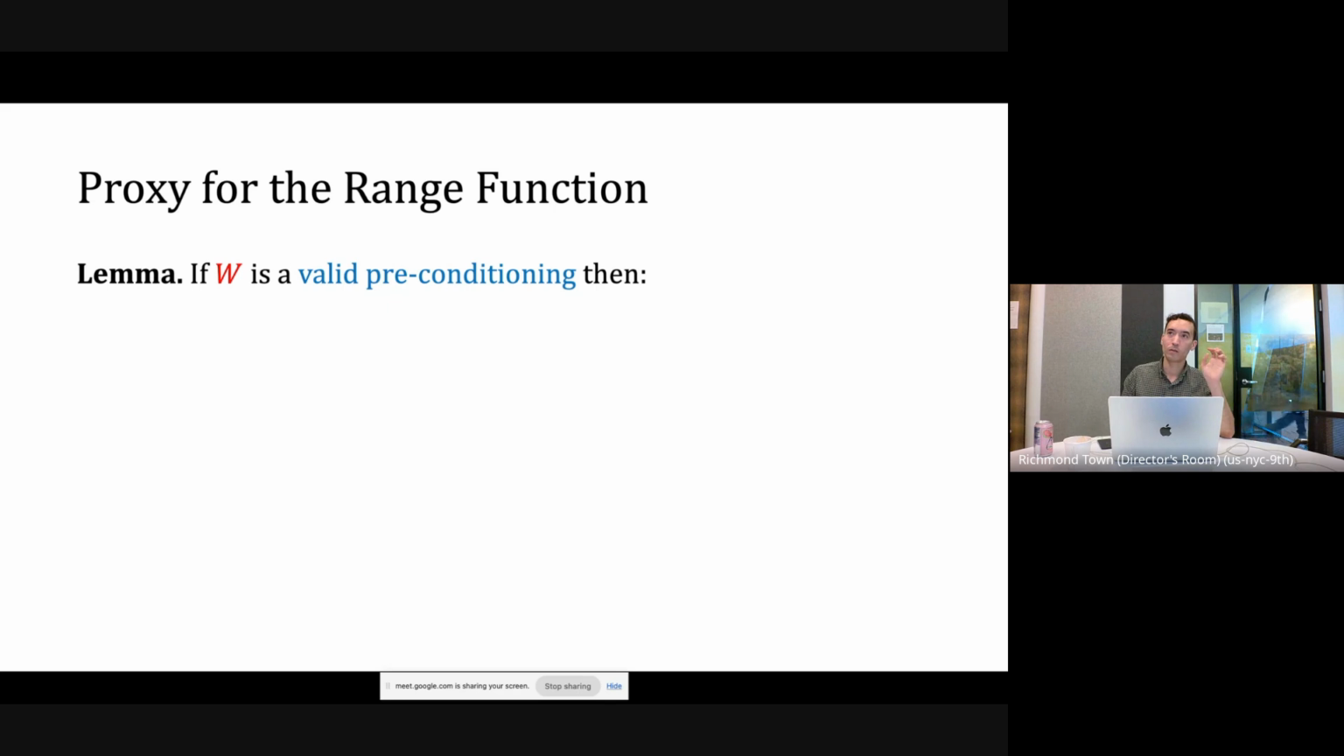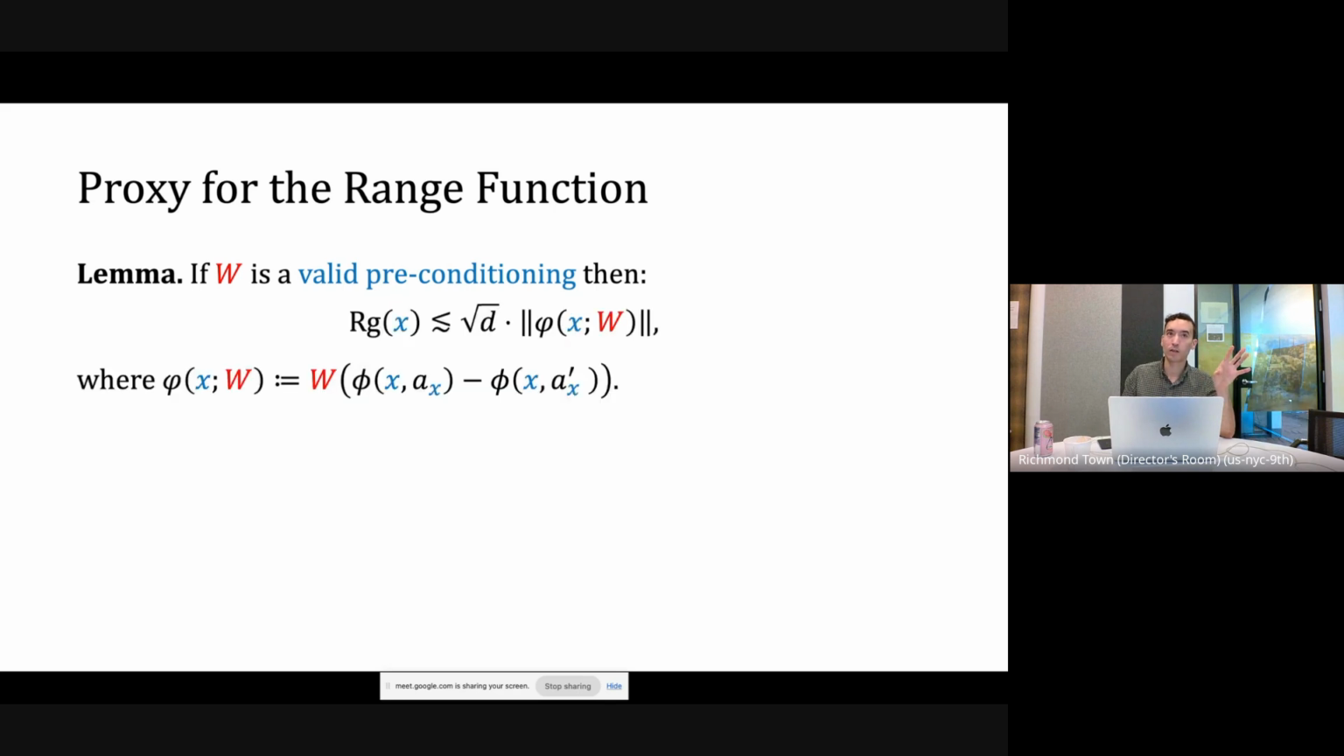So if W is a matrix that is a valid preconditioning, then our proxy for the range function, which I am defining as the norm of this modified feature map, is going to be greater than the range of X up to some factor of square root D. So the reverse side of the inequality here doesn't hold. If it did hold, then we would basically be done, because we only need a constant factor approximation for the range function, but we only have one side here.